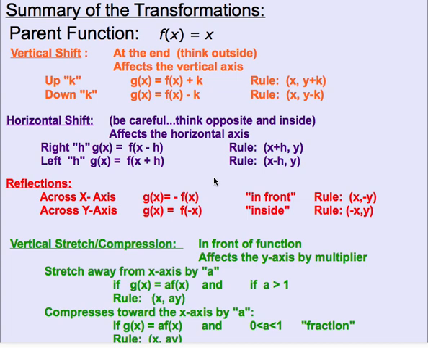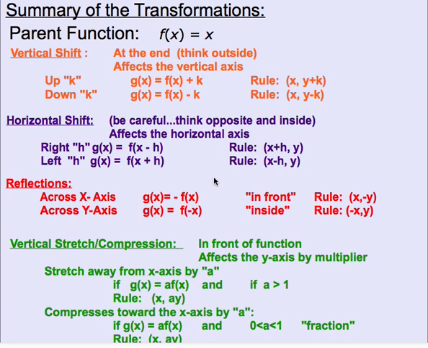Transformations for a parent function, and now you have all the transformations that make up the child. So the first thing let's talk about is a vertical shift. Those happen outside the function. They're at the end. They affect the vertical axes or the y-axis.